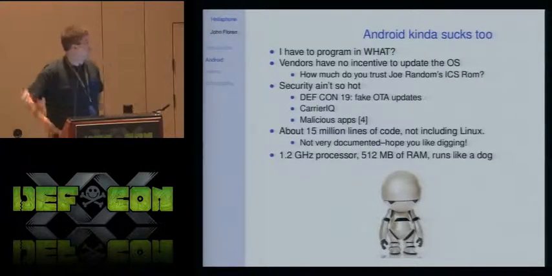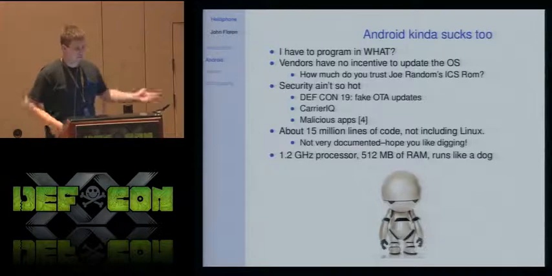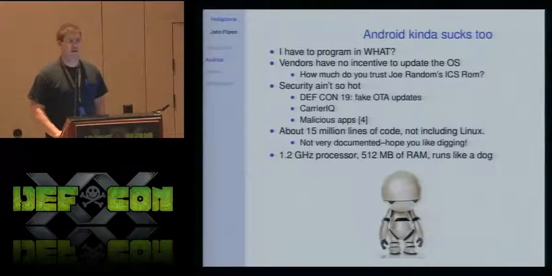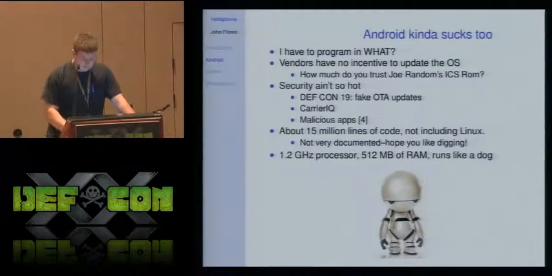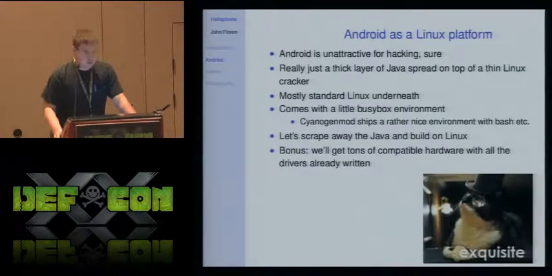And then my phone, for example, is a 1.2 gigahertz processor with 512 megs of RAM. It still runs like a dog. I mean, it ran like a dog when I got it. You run a few apps, and pretty quick your memory's all full. So maybe you don't want to hack on Android as a Java environment.